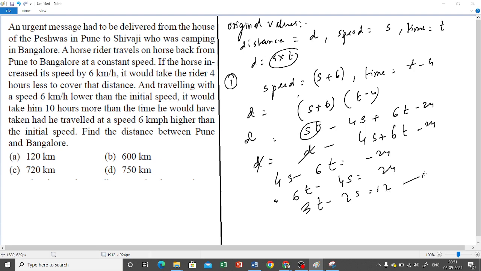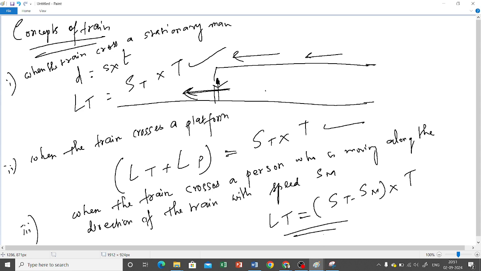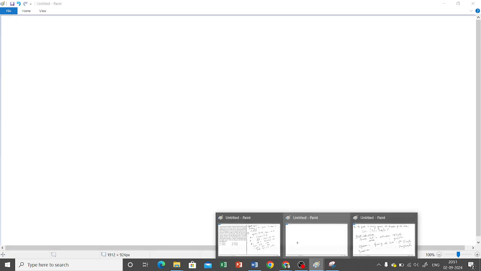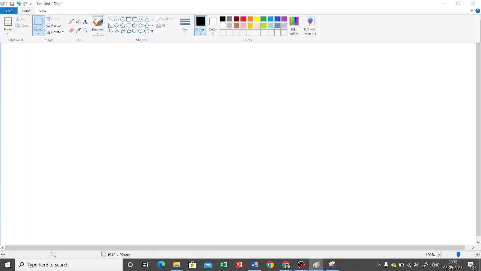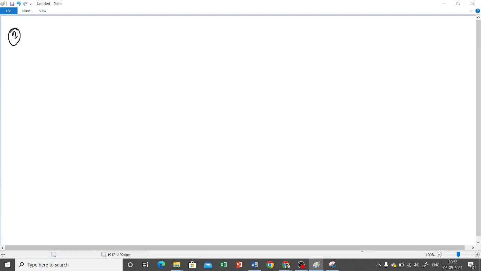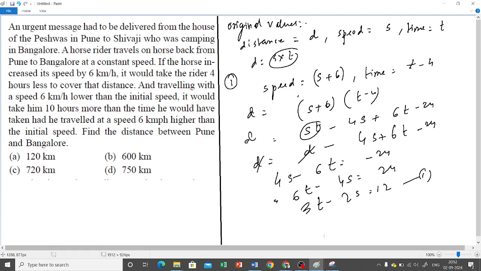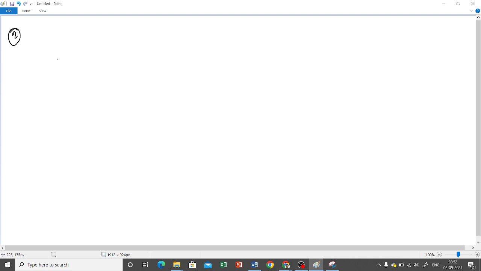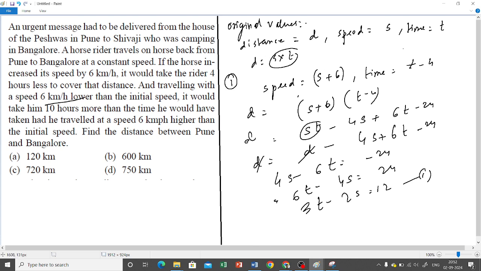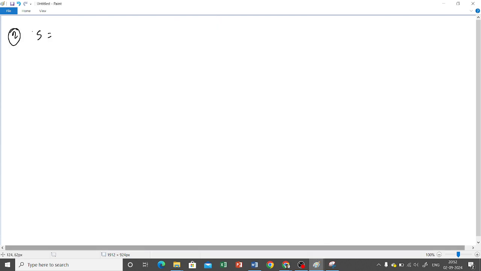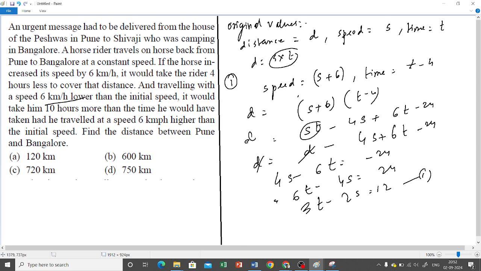Okay, so this is equation 1 we had. Now the second case is what? Traveling with a speed of 6 km/h lower than the initial speed. So now the speed becomes what? 6 km/h lower. That means s minus 6. Okay, it would take him 10 hours more.